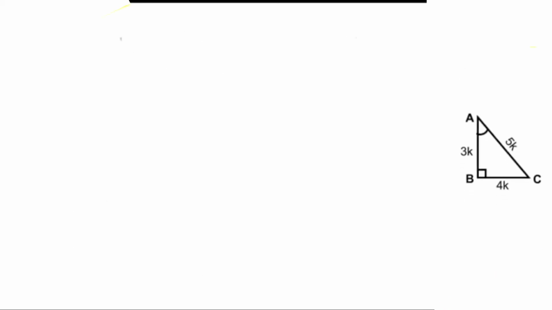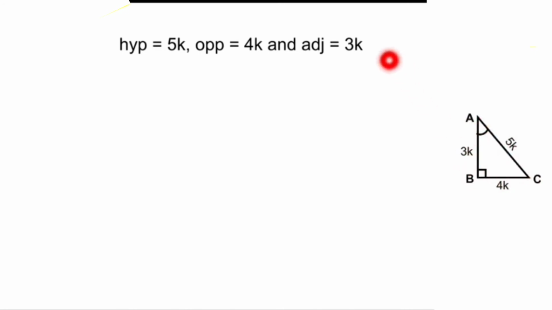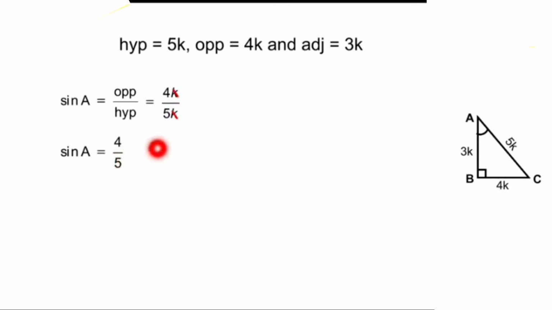Children, from the figure, the hypotenuse is equal to 5k, the opposite side is equal to 4k and the adjacent side is equal to 3k. Now let us find the values of the remaining trigonometric ratios. Children, we know that sin A is defined as opposite side by hypotenuse, which is equal to 4k by 5k. Now let us cancel k from both the numerator and denominator. Then we get sin A is equal to 4 by 5.